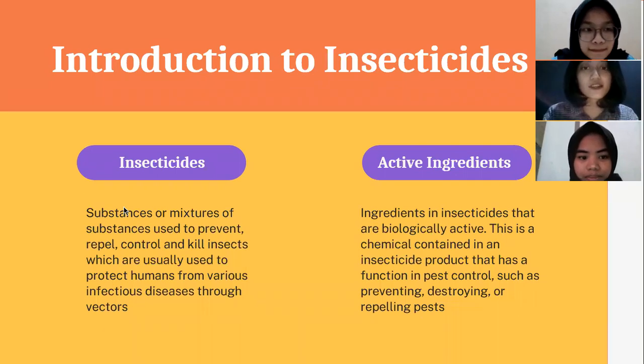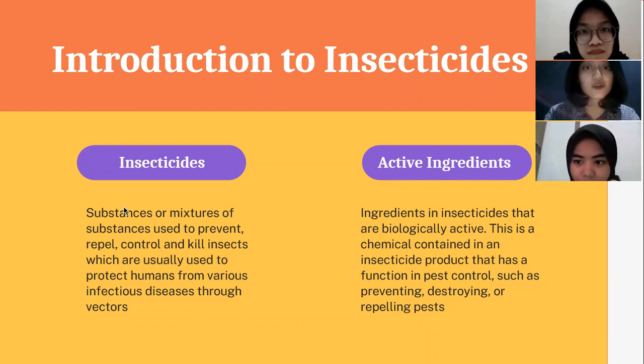Insecticides are a substance or mixture of substances used to prevent, repel, control, and kill insects. Insecticides are usually used to protect humans from various infectious diseases spread through vectors, such as dengue hemorrhagic fever, Zika, malaria, chikungunya, and others. Some of the infectious disease vectors are mosquitoes and flies.